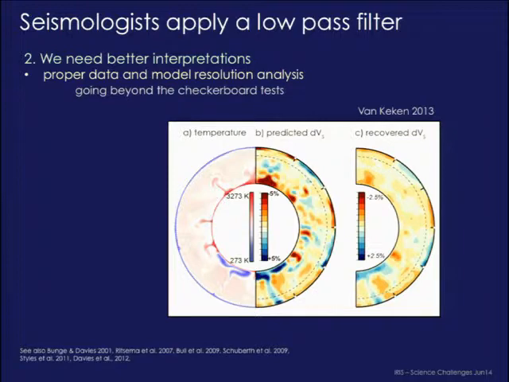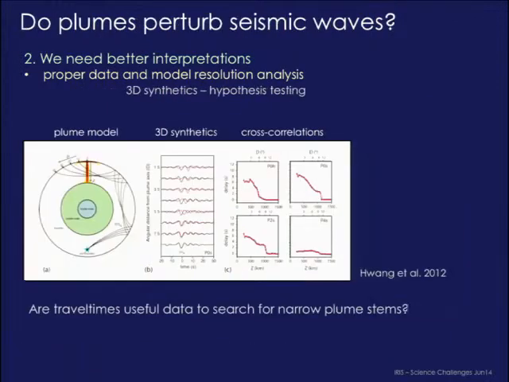So this panel here shows a computation of predicted seismic wave speeds on the left, with one that is expected to be seen by tomography on the right. So a full analysis of the resolution of seismology is necessary to interpret the images.